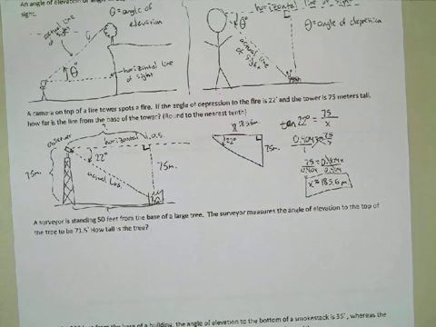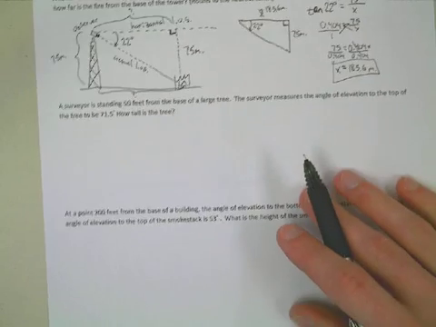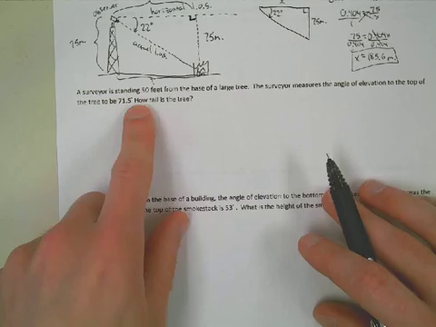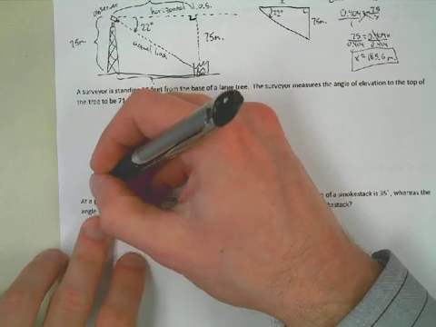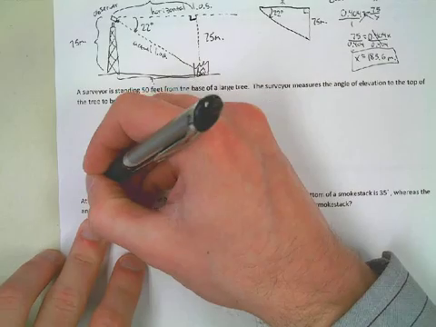Let's try another one. Okay. So a surveyor is standing 50 feet from the base of a large tree. So we'll kind of draw the ground again here. We'll draw our little person, the surveyor, and then we'll draw a tree.